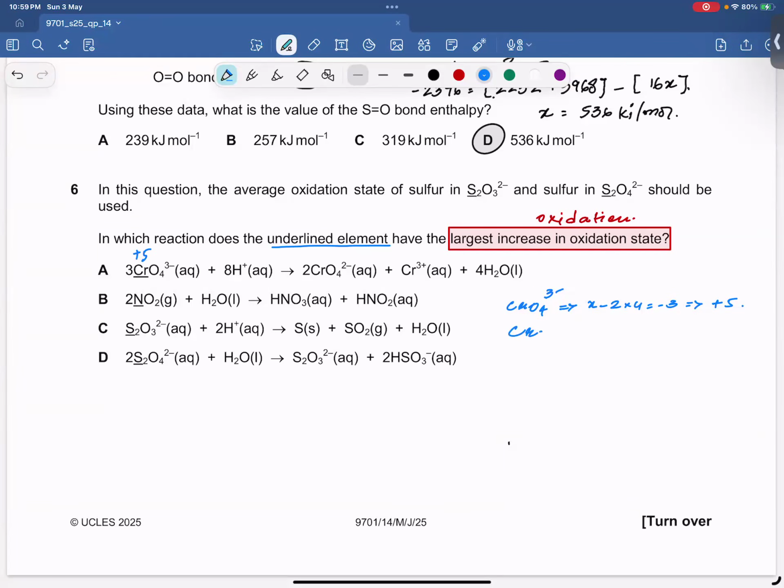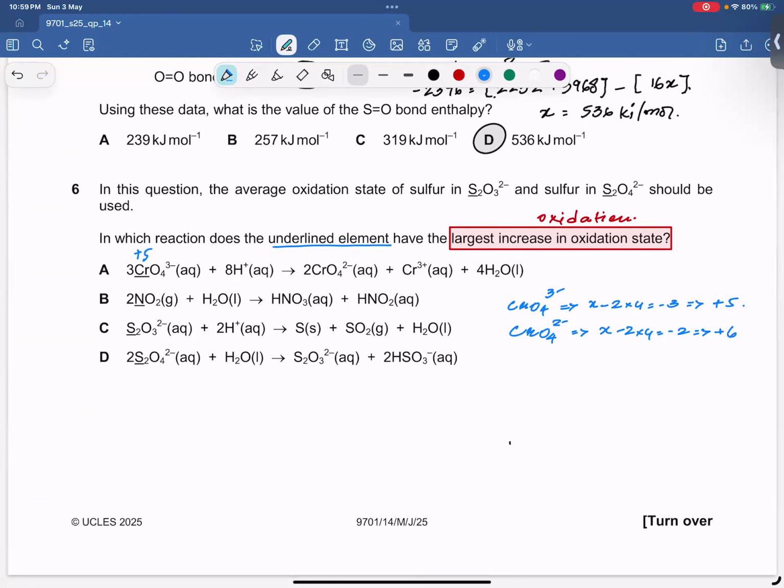The oxidation state of CrO4 2- is basically X minus 2 into 4 equals -2. So the oxidation state is going to be +6. Okay. So here is +6 and here is +3.